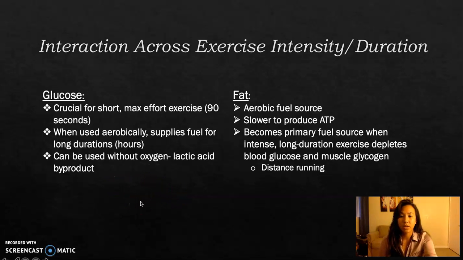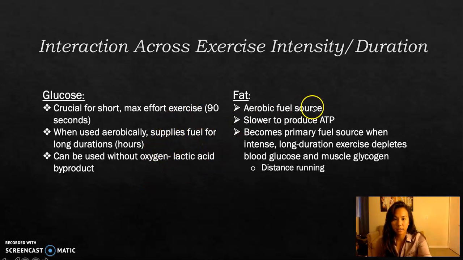And when used without oxygen, lactic acid is a byproduct. So the reason that we're able to use glucose without oxygen is because of that glycolysis. And if oxygen is present, they'll go to the Krebs cycle.